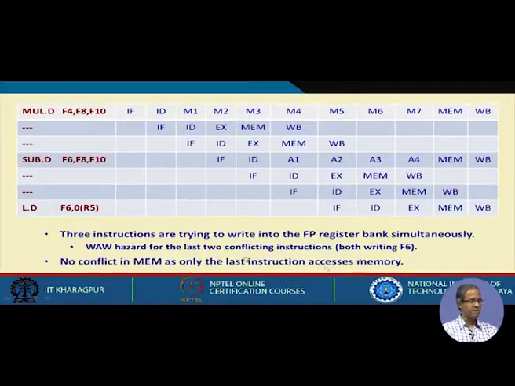For mem in this example there is no conflict because only load is accessing memory. Although these instructions reach mem together, there is nothing to be done in mem for multiply and subtract, only WB; only the load requires mem. Okay. The conflict in WB is important, and here you need to insert stalls.